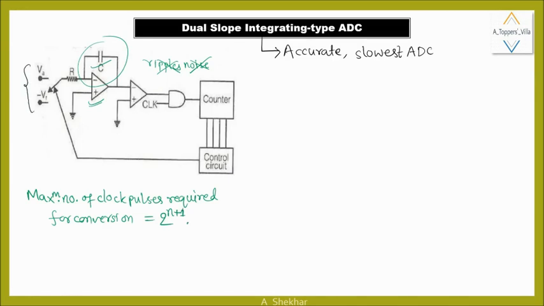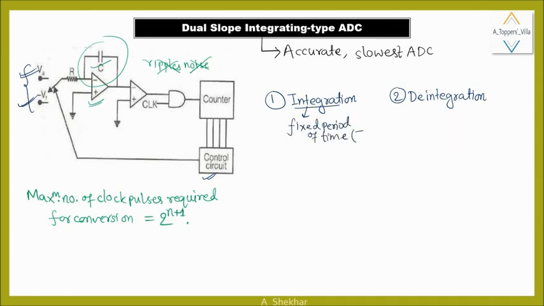So here you can see at this switch, one analog input is provided and another reference voltage is provided as a feedback from this control circuit. So there are two processes involved. One is integration and another one is de-integration. So this integration time is a fixed period of time. Let's call it Ti. And this de-integration time is dependent on input.